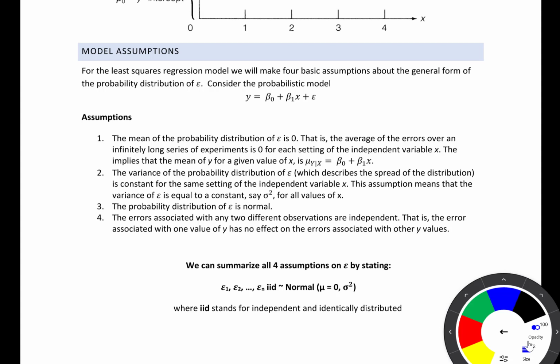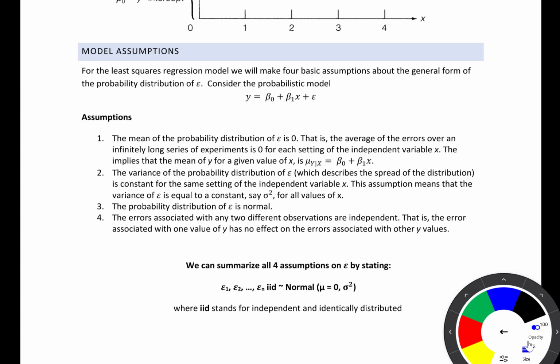And it's one of those things that I think often gets overlooked, because when we read methods sections or results, nobody really talks about the checking of the assumptions. It's something that's done in the background, but it's very important. So for the least squares regression model, there are 4 basic assumptions that we make about the general form of the probability distribution of epsilon. As we move forward, most of the assumptions we make about the model are going to be about that random piece, the epsilon. So again, we have this probabilistic model, and these are 4 assumptions that are generally made.